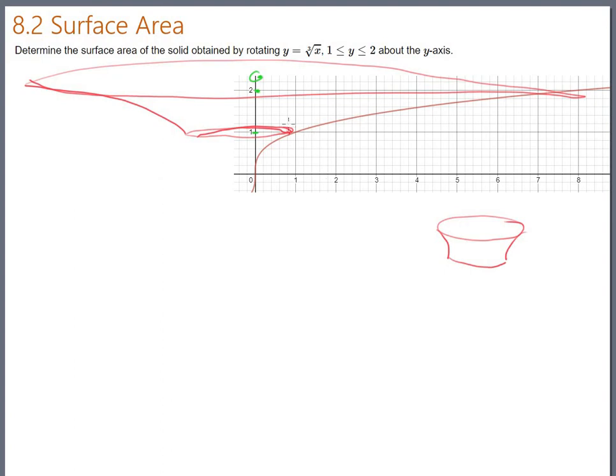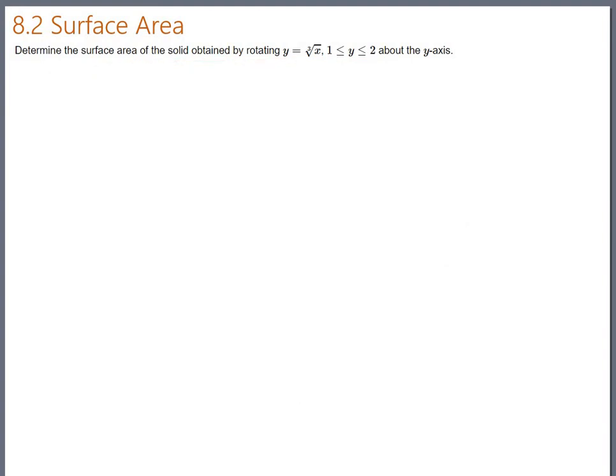But one of the things I wanted to point out here is that the radius, when we do 2 pi radius, the radius of one of these goes from here until it hits the curve. If this point on the curve is x, y, the radius is just x, which will actually make our formula a little bit nicer. Okay, so let's get rid of this graph and see if we can just set up the formula.